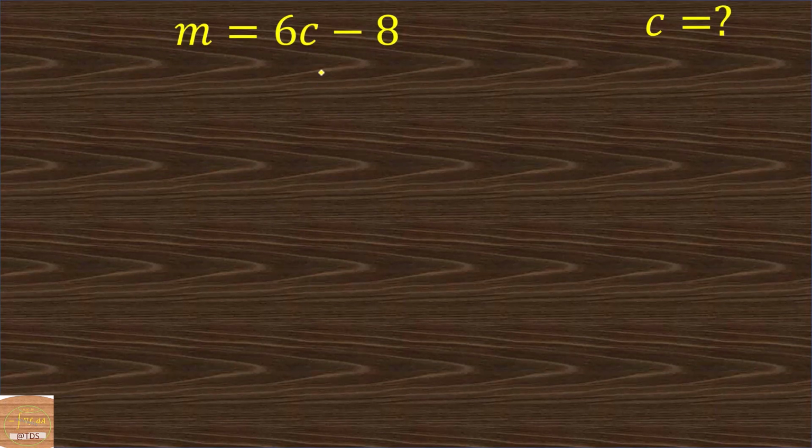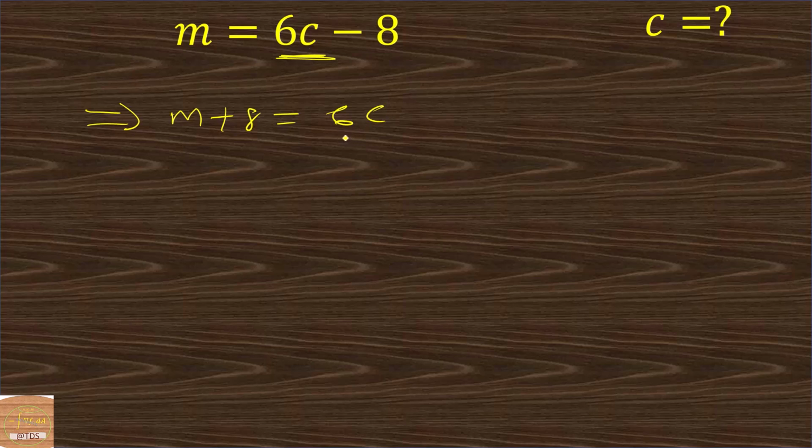Alright, so we can try this one. I think this is very simple. We have m equals 6c minus 8, and we have to make c the subject. So we have c here with 6 attached to it. This is not different from the first one. I'll keep the 6c on my right, then send the minus 8. So we have m plus 8 equals 6c.